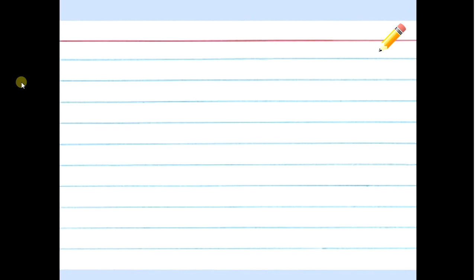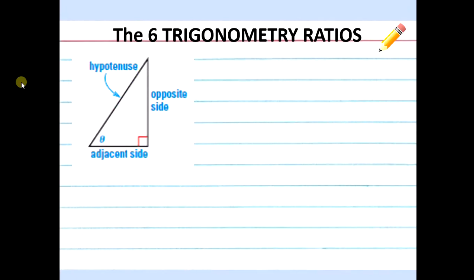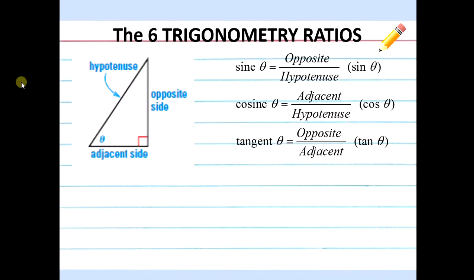So we have looked at 3 of the trigonometry ratios that you've learned. You've learned about sine, cosine, and tangent, right? So we have looked at opposite over hypotenuse for sine, adjacent over hypotenuse for cosine, and opposite over adjacent for tangent. But now there are 3 other trigonometry ratios that you haven't been exposed to yet.